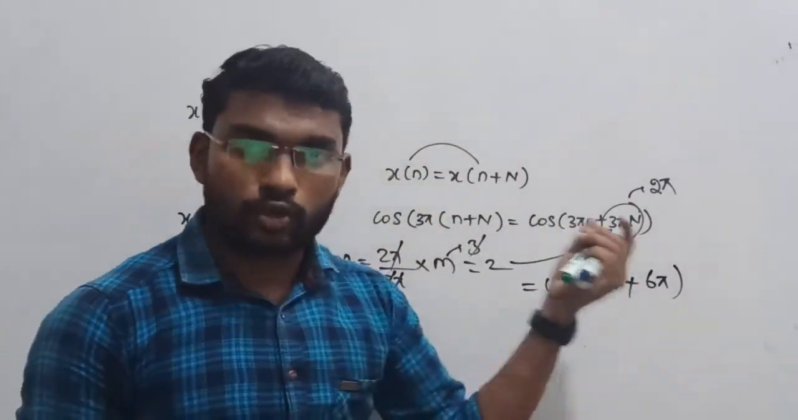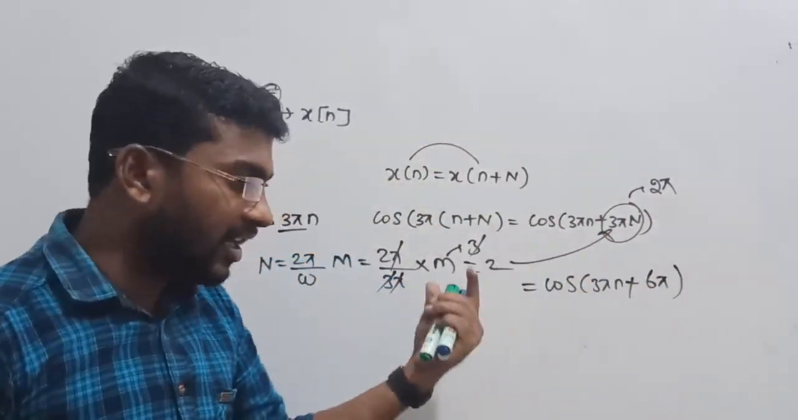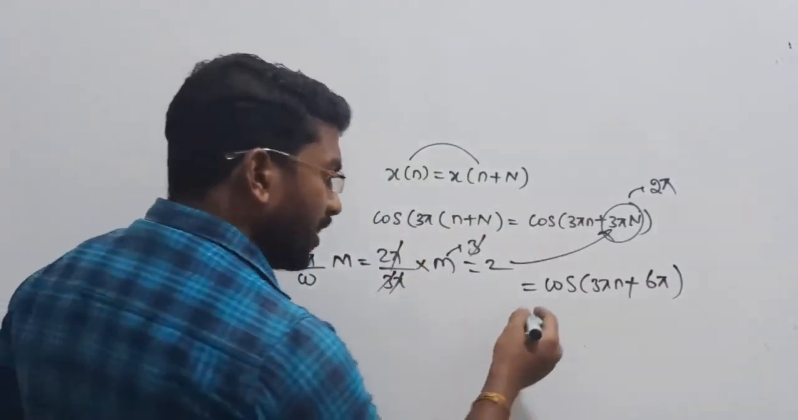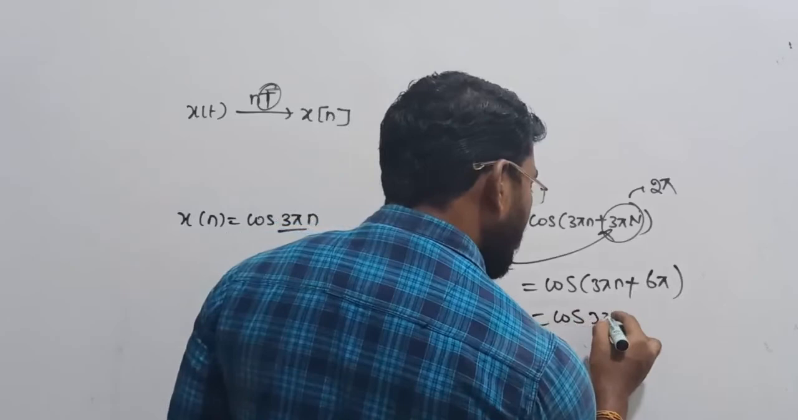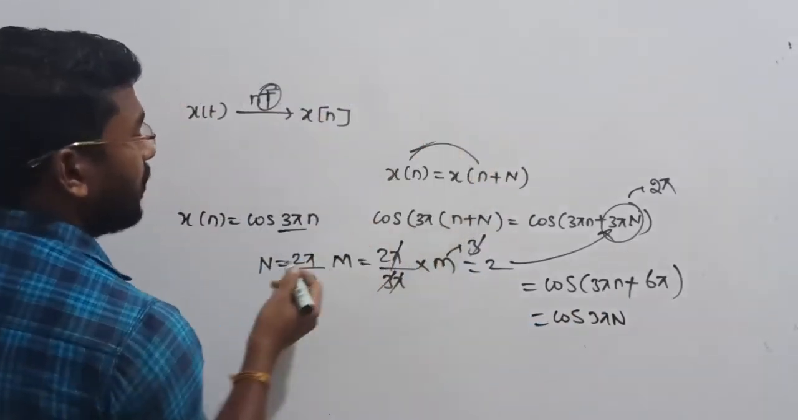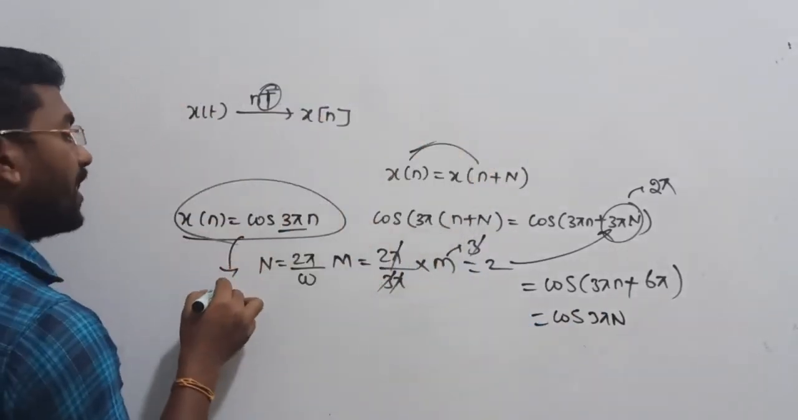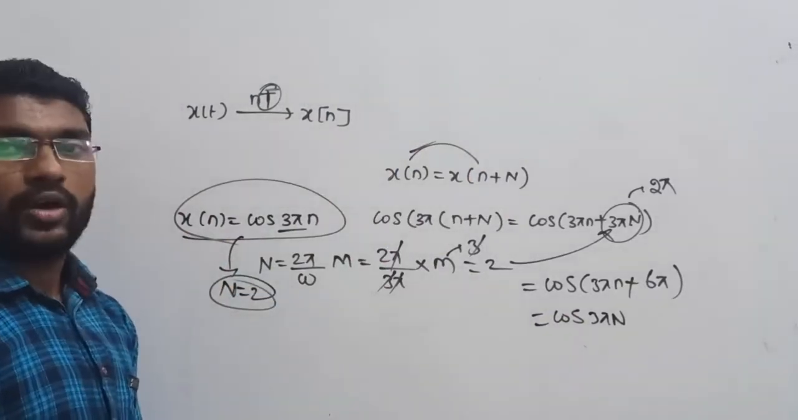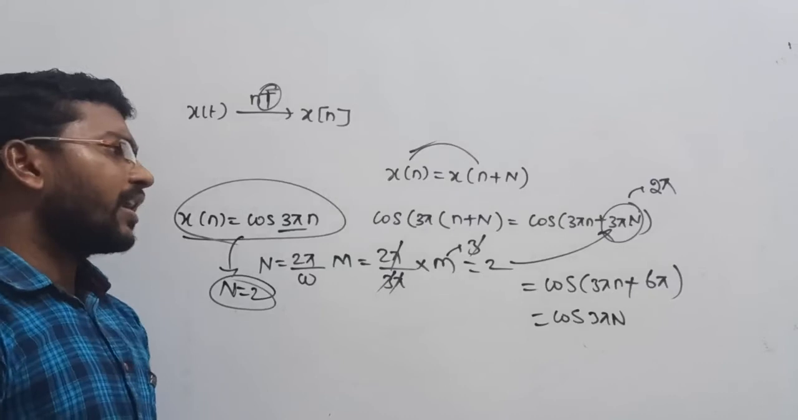Cos of theta plus 2 pi, cos of theta plus 4 pi, cos of theta plus 6 pi, cos of theta plus 8 pi should be equal to cos theta only. So that is equal to what? Cos of 3 pi n only. So the condition is satisfied, given signal is said to be a periodic signal with the time period N equal to 2. That is how we are finding the fundamental time period for our discrete signal. Now you might get the very clear idea.